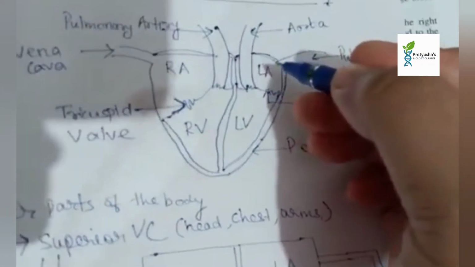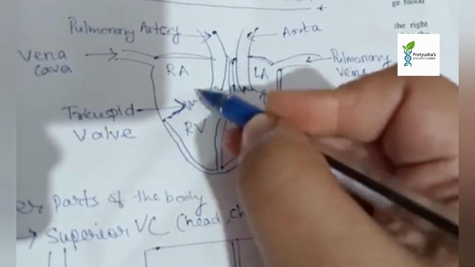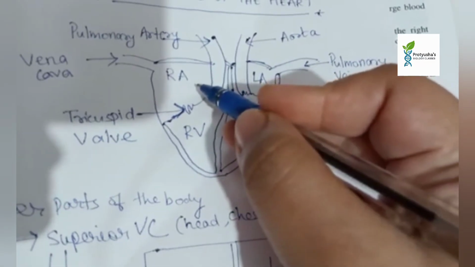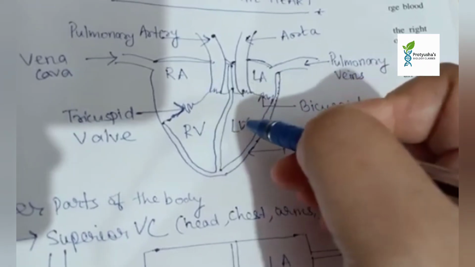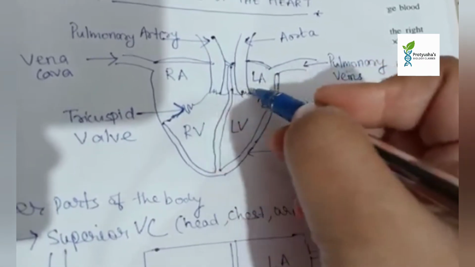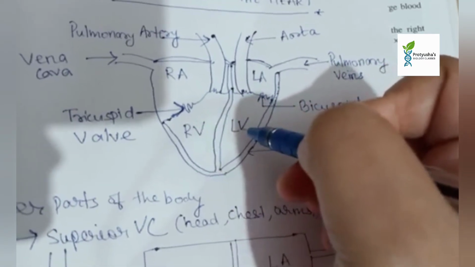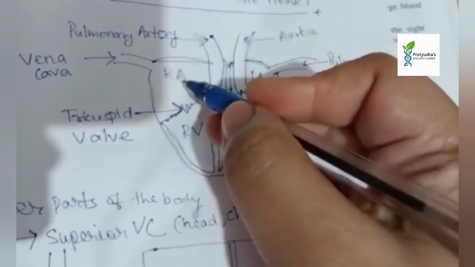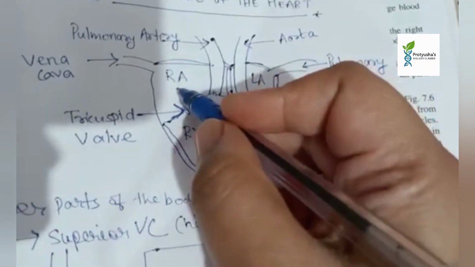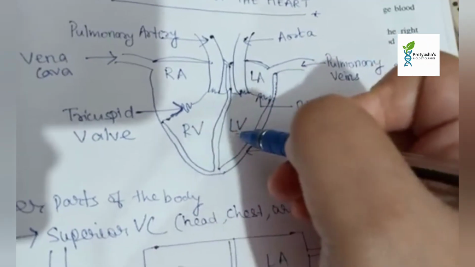Alright, starting with the structure of the heart, the human heart has 4 chambers. It is a 4-chambered heart. If you can see, chamber number 1, number 2, number 3, number 4. The upper chambers are known as auricles and the lower chambers are known as ventricles. So this is the right side, this is the left side. So this will be the right auricle, left auricle, right ventricle, left ventricle.